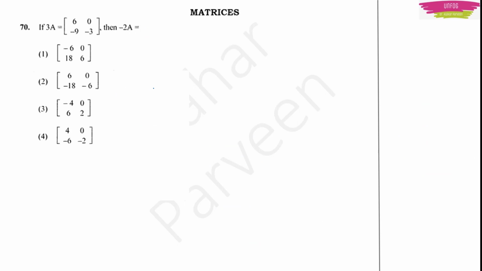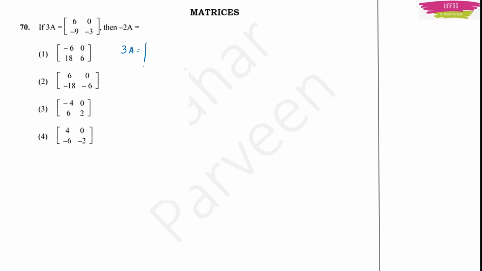Next question. This question, anyone can say that it is from matrices. They have given you one matrix and they are telling you to find minus 2a. See, first matrix they have given 3a. First, with that 3a, you have to find the single a. Then only you can find minus 2a, right? So what you do? First you write 3a.